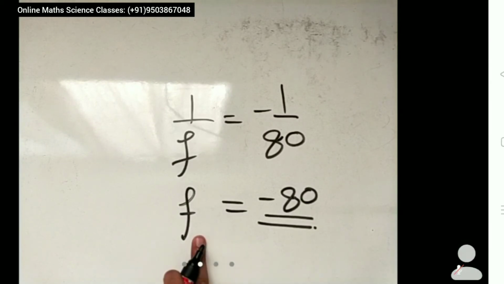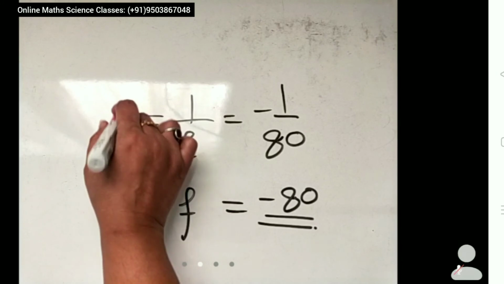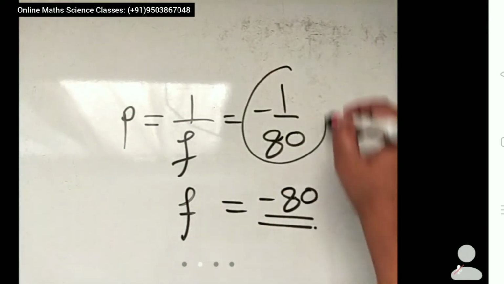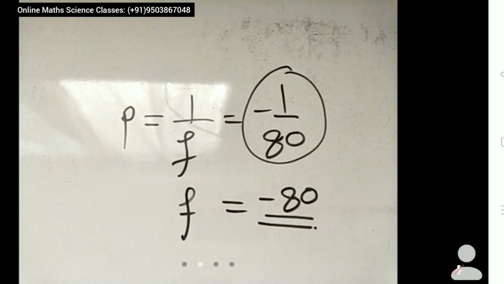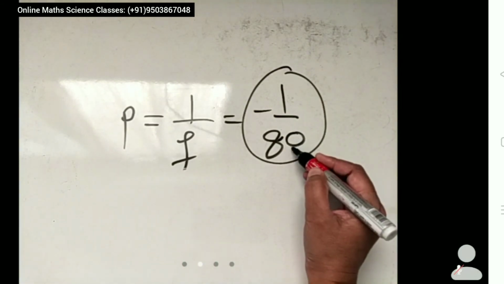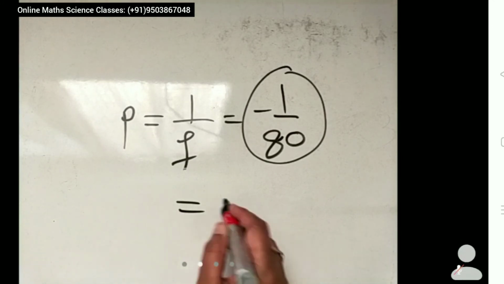So you can substitute this f value in power. Otherwise, you know 1 upon f means power. Power means 1 upon f. So you can take the same value directly. So you have to find the value of 1 upon 80. Now this is 80 centimeter and this is 1 meter. You can convert it into 100 centimeter if you want. So same thing I'm going to do here.